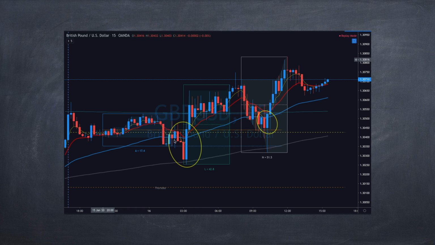So here, move out of Asia, 17 pip Asian range. We straight move down and then straight move up again. Question: does this candle cover 75% of the next candle? Does it or does it not? The answer is no, it doesn't. That's one thing against it.